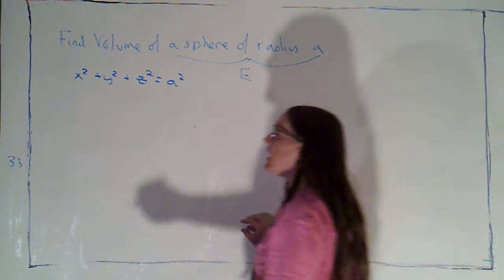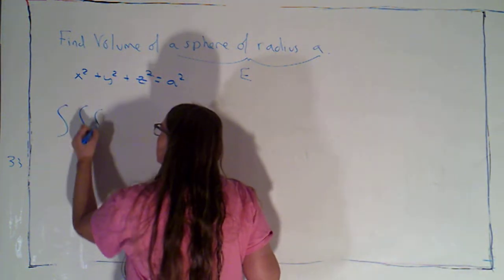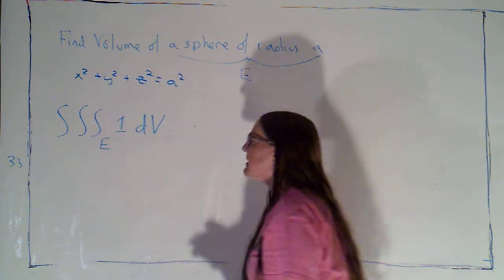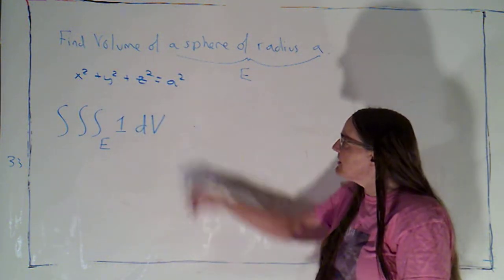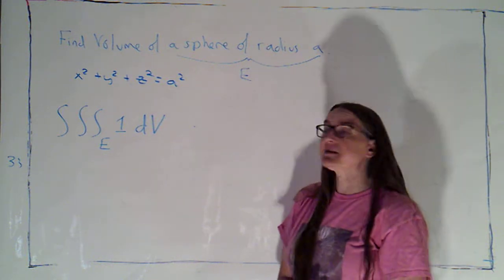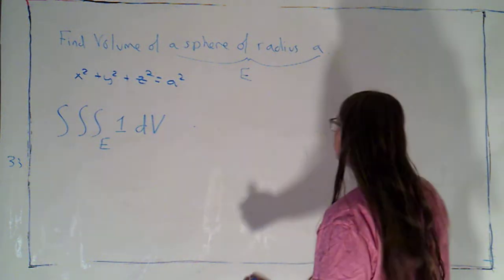Okay, well, I know that volume would just be the triple integral over E of 1 dV, but I don't particularly feel like setting this one up in rectangular coordinates. So I'm going to switch to cylindrical coordinates instead.